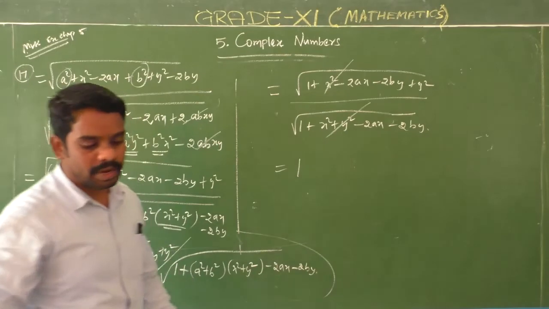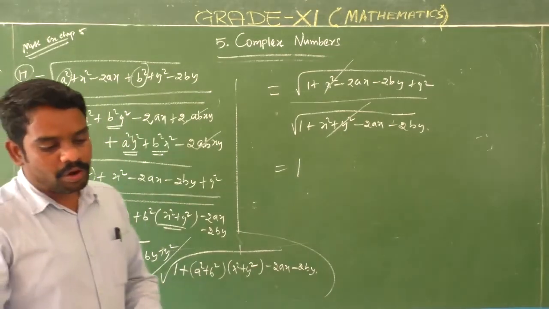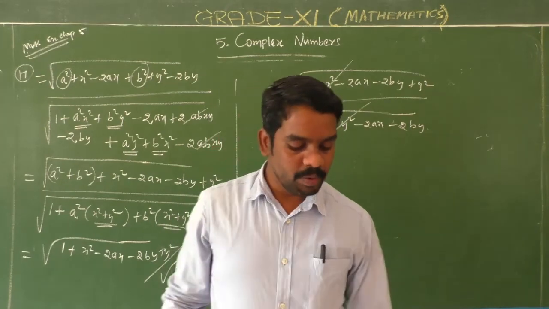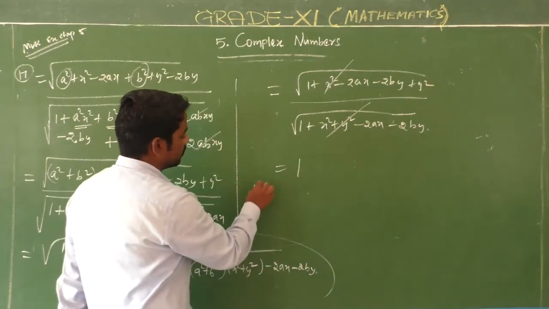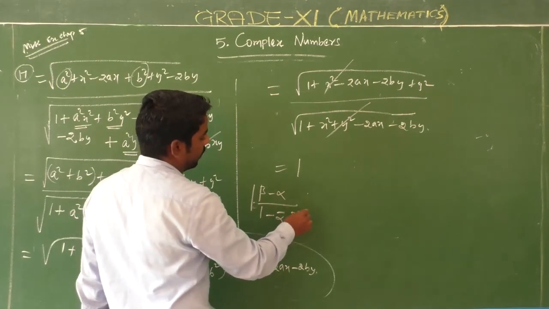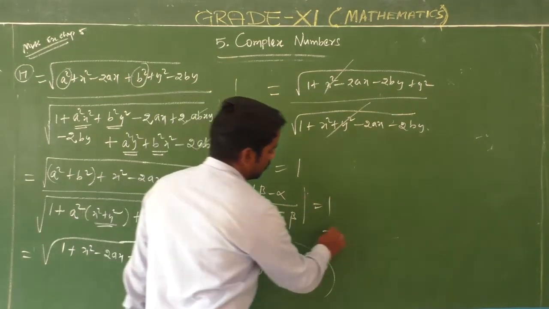Therefore, the value of modulus of beta minus alpha divided by 1 minus alpha beta bar is equal to 1. Right.